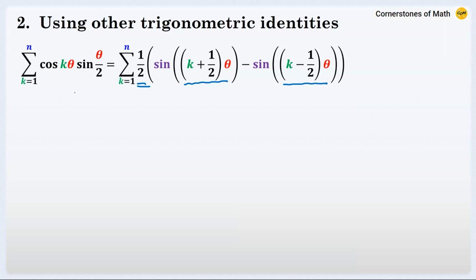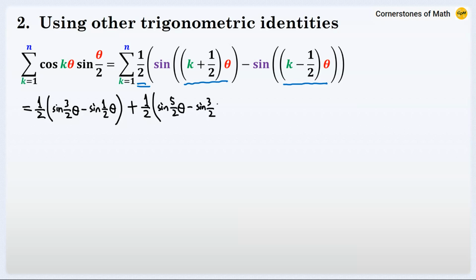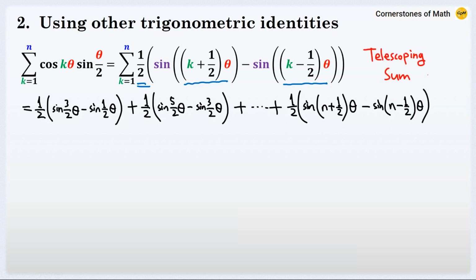If we take the sum from k equals 1 to k equals n, when k equals 1, we have 1/2 times sine 3 over 2 theta minus sine 1 over 2 theta. And when k equals 2, we have 1/2 sine 5 over 2 theta minus sine 3 over 2 theta. And you can see where this is going. For the final term where k equals n, we have 1/2 sine (n plus 1/2) theta minus sine (n minus 1/2) theta. This is a telescoping sum where most of the terms cancel out.